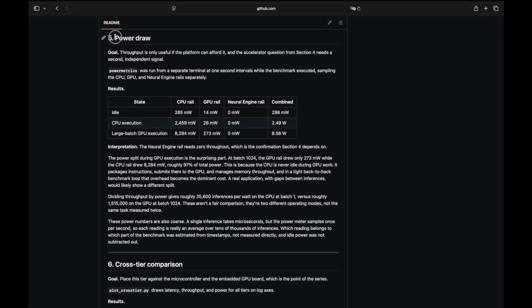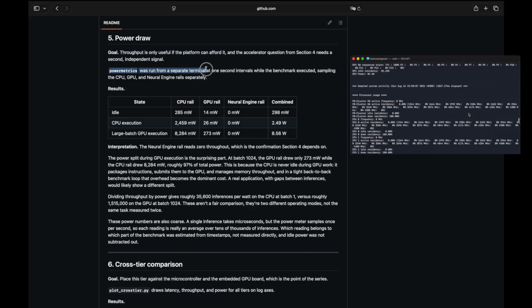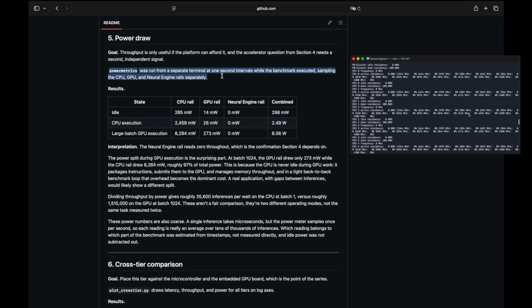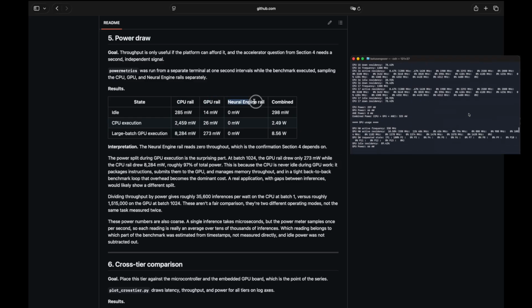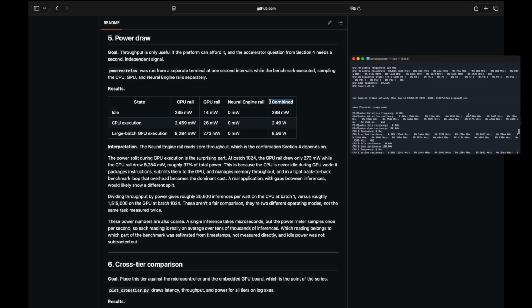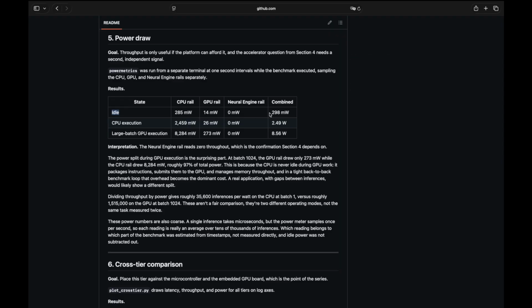Section 5 measures energy rather than speed, since this determines whether any of the preceding throughput figures will be affordable on a platform operating from a battery. Power was sampled with powermetrics at 1 second intervals concurrently with the benchmark. It reports the CPU, GPU, and neural engine rails separately, which is what made the confirmation in the previous section possible. At idle, the machine drew 298 milliwatts across the three rails.